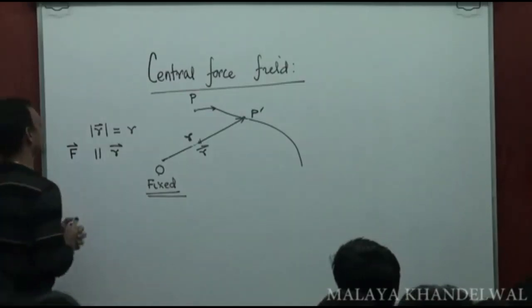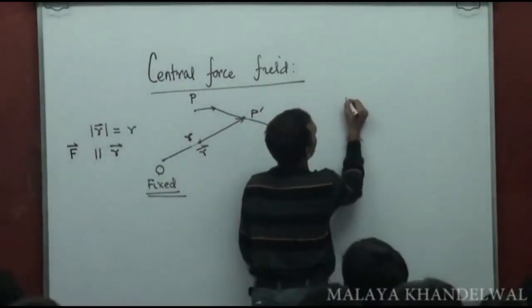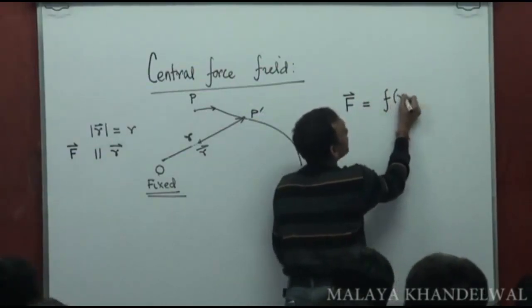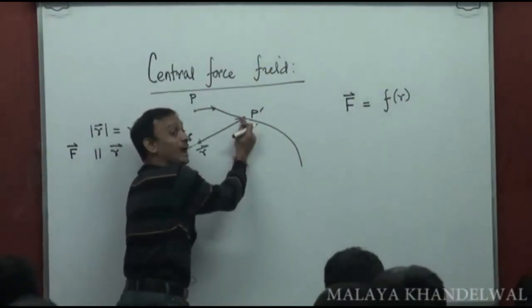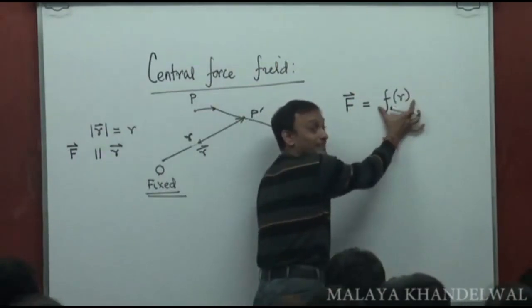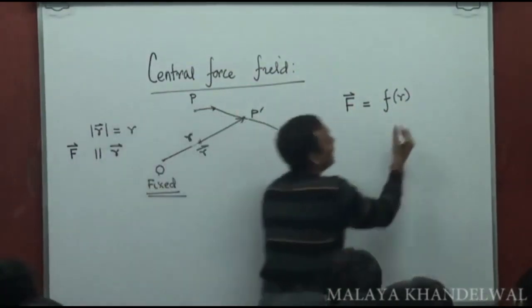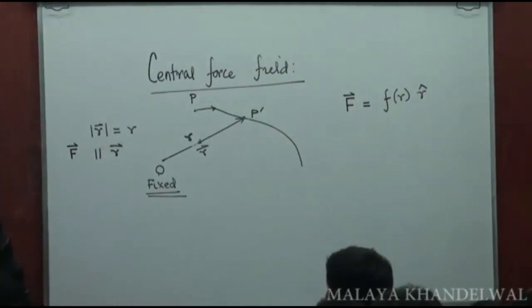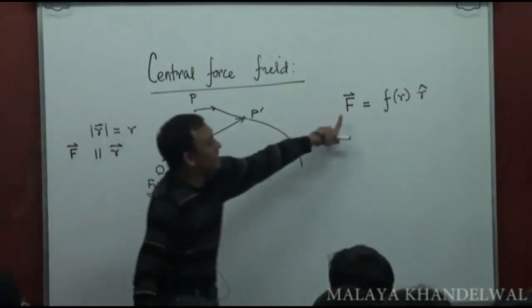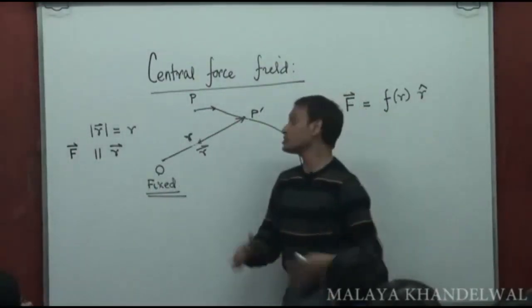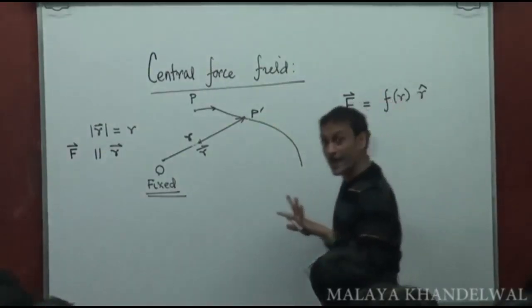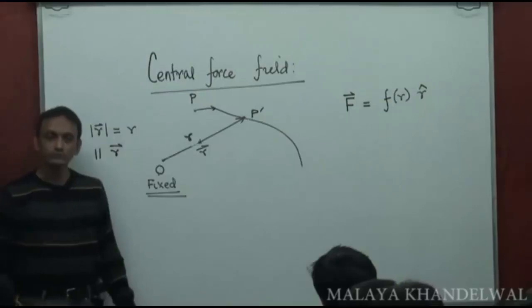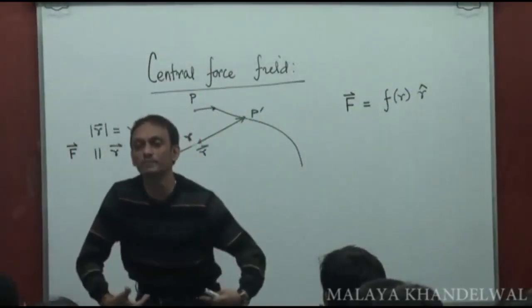In a central force field, the particle is subject to a force F whose magnitude is a function of the length R. I mean, it could be R squared plus 2R plus something, and whose direction is R cap. R cap is a unit vector along OP prime, right? So if the force acting on the particle is some function of R into R cap, this R cap would ensure that the direction of the force F is always along the radius vector, always parallel to the radius vector OP prime. Then this essentially is a description of a central force field.